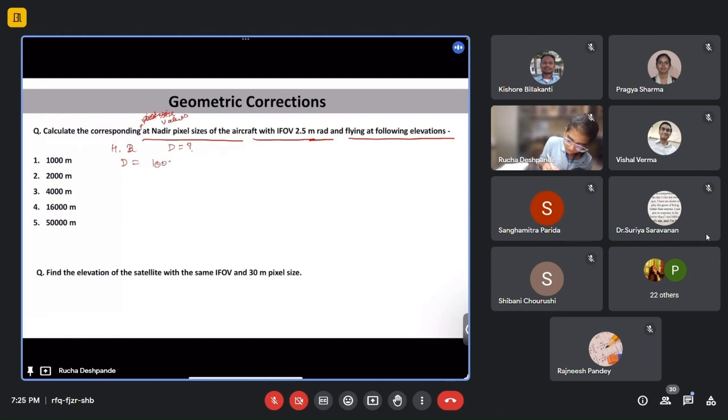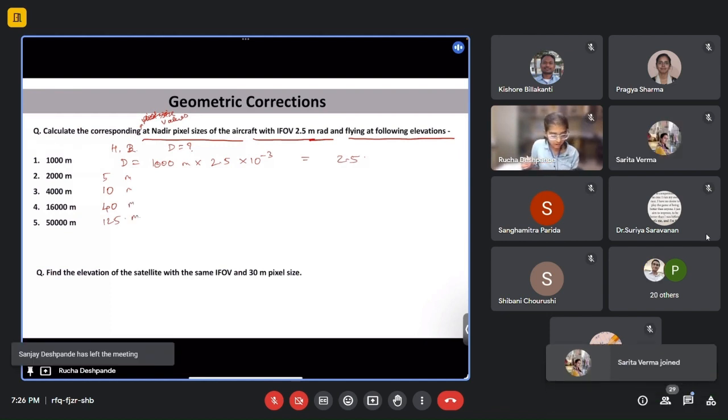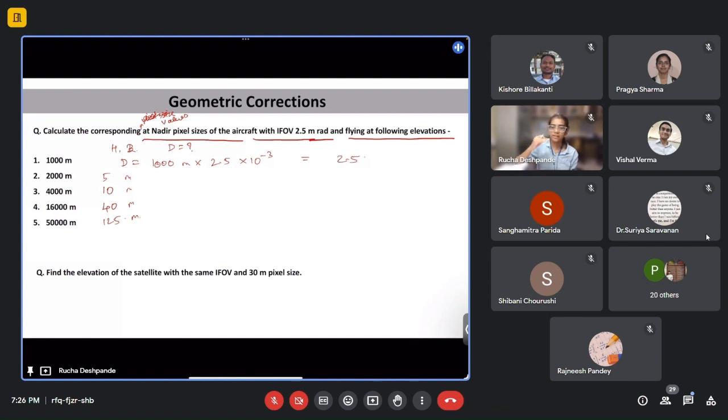So this is 1000 meters. So this is 2.5 meters, then correspondingly this will be 5 meters, 10 meters, 40 meters, and 125 meters. So here we see that as the elevation of this aircraft is increasing, the spatial resolution keeps decreasing. So the lower the height of the aircraft, higher will be the spatial resolution.